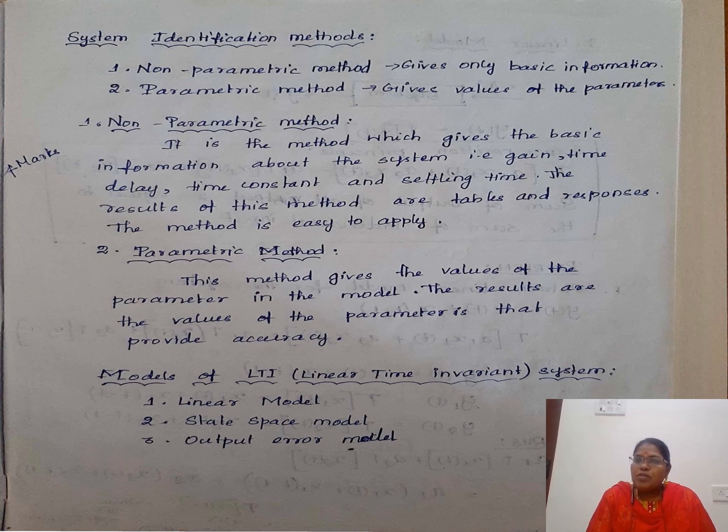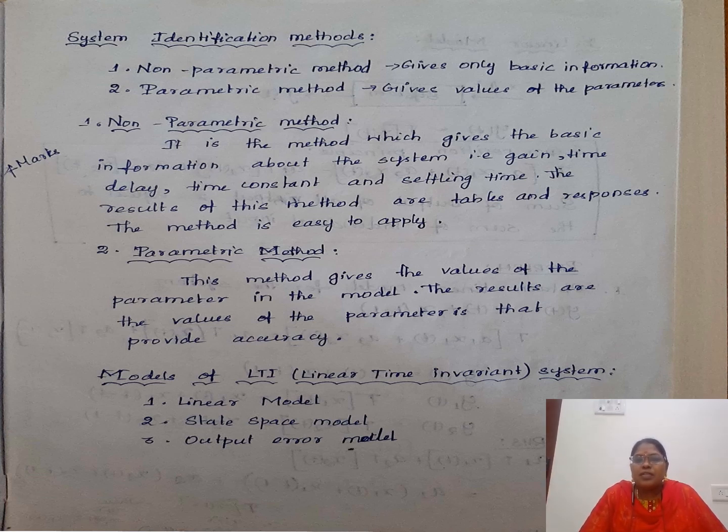So there are two approaches or methods in system identification. One is the non-parametric method, and the next one is the parametric method. The non-parametric method gives only the basic information, which is nothing but the gain of a system and how to find the time constant, settling time, delay time, rise time, and peak time. All these basic informations can be obtained, and we can make it as a table and see the response. So that is the non-parametric method. It gives only the basic information.